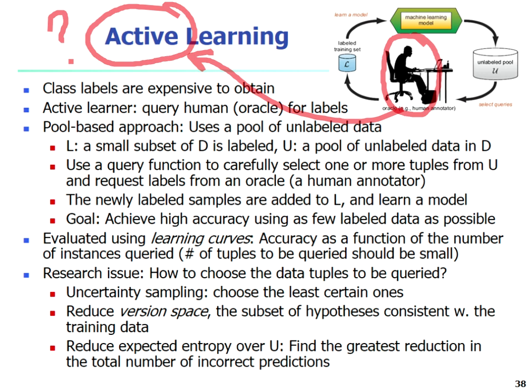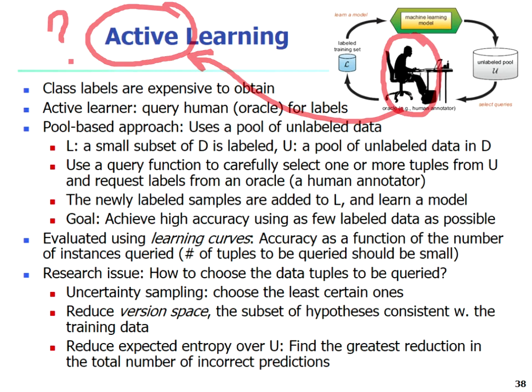Active learning. Why do we say that it is active learning? Because here we have a human. Class labels are expensive to obtain. The active learner queries a human for labels, and the pool-based approach uses a pool of unlabeled data.